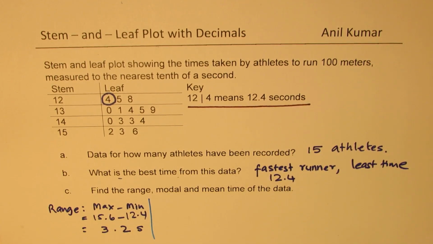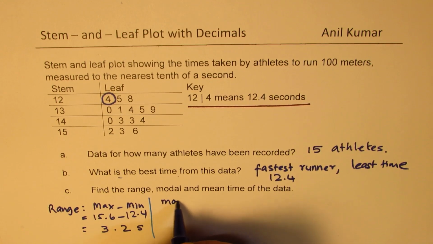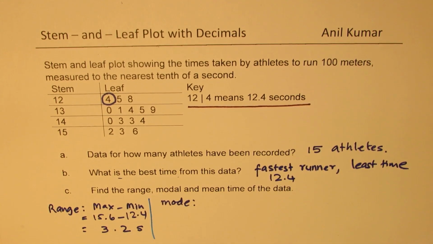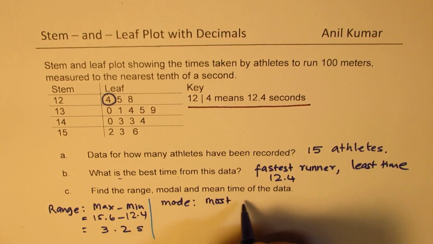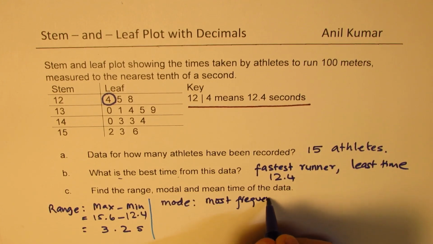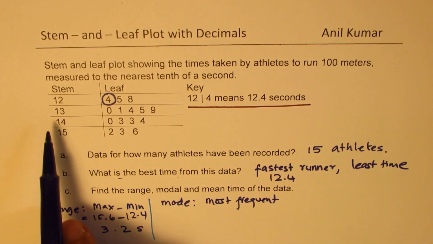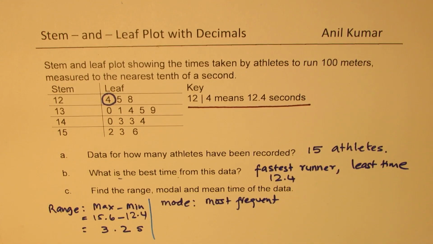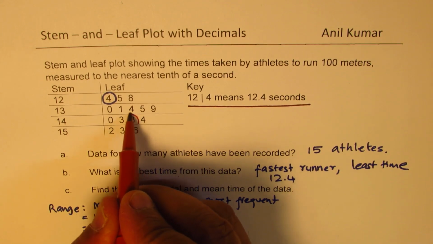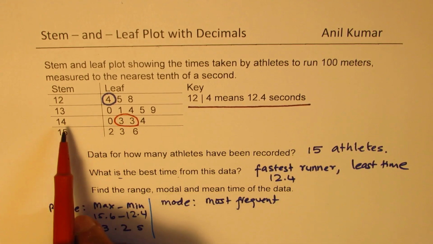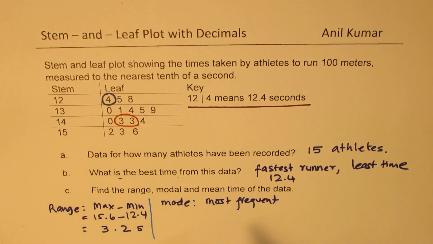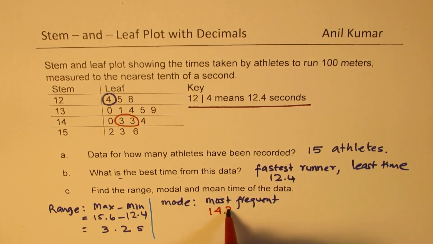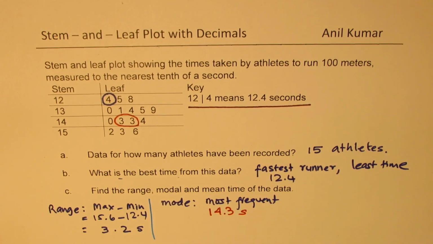Now, modal time. So mode basically is the most frequent, right? Some of you may think that 13, this group has got many numbers, so that could be the answer. However, the answer should be the time which is most common. Now here, 14.3 has been repeated, so the most frequent is 14.3 seconds. Is that clear to you? Right? So that is how we are going to find the mode.